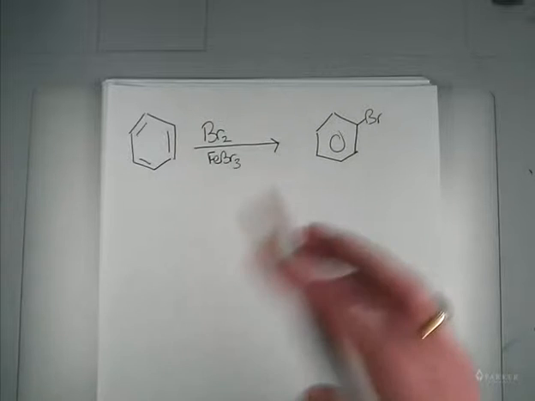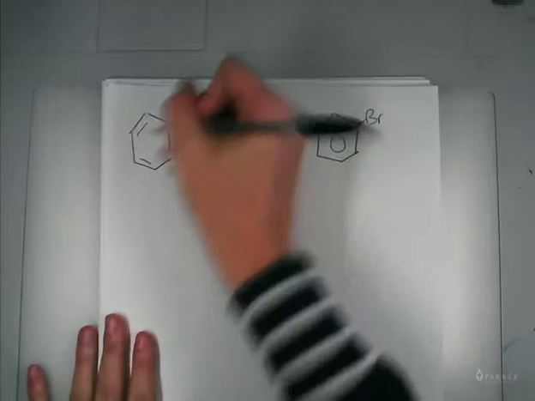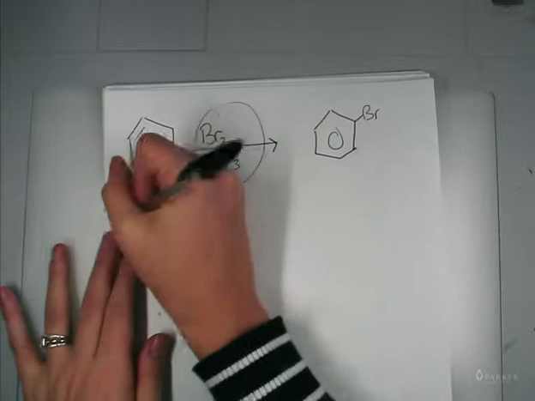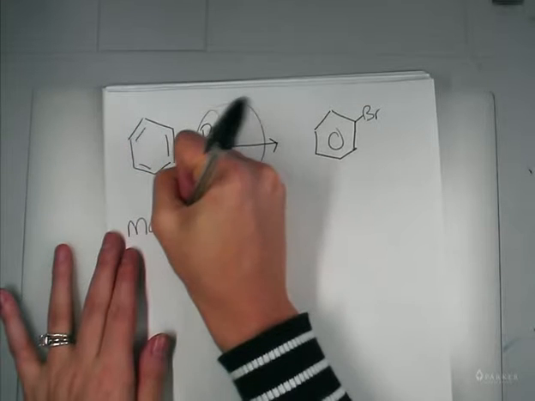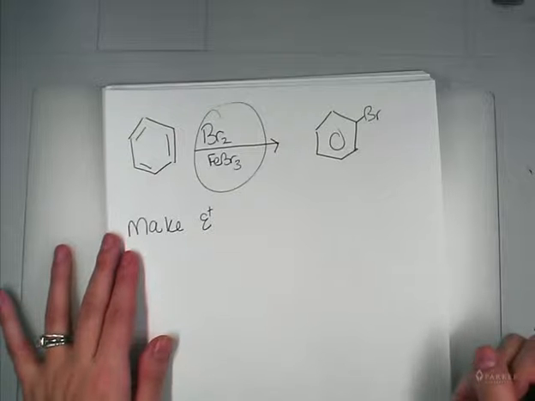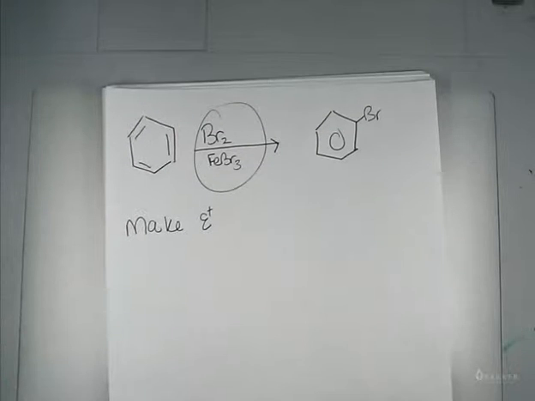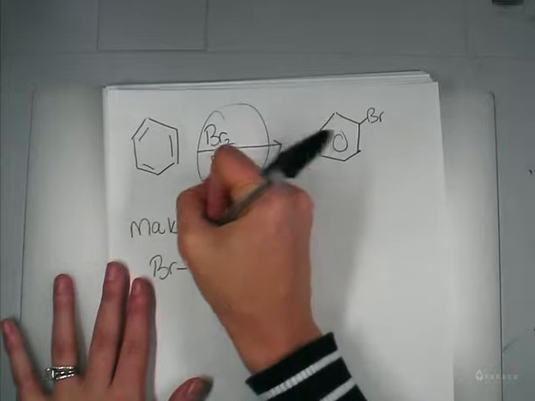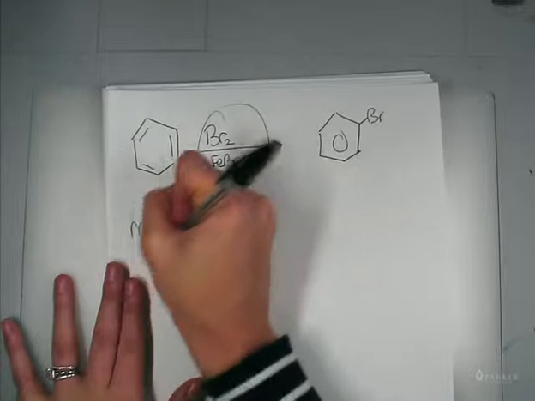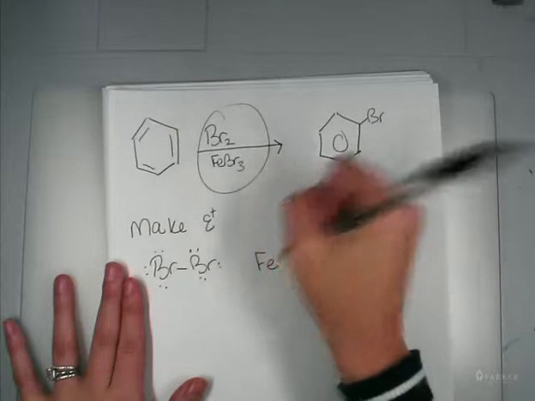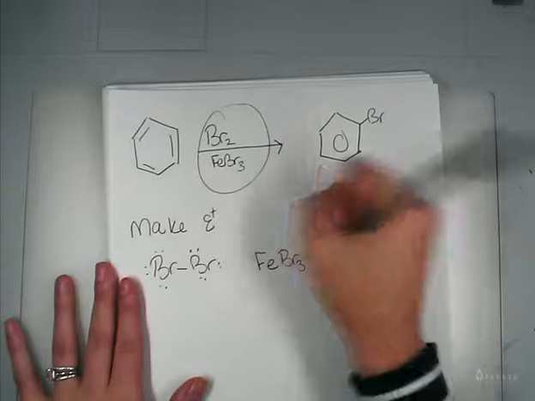So if we look at the mechanism here, bromine cannot react without this catalyst. So the first thing you're going to have for every one of these reactions is to make your electrophile. Electrophile meaning what benzene wants to attack. So the first part of the mechanism is make, and I'm going to put E+ for electrophile. And how you make your electrophile is always what is on the arrow. So in this case I have Br2, and I'm going to write it like this for the mechanism. And I have FeBr3.